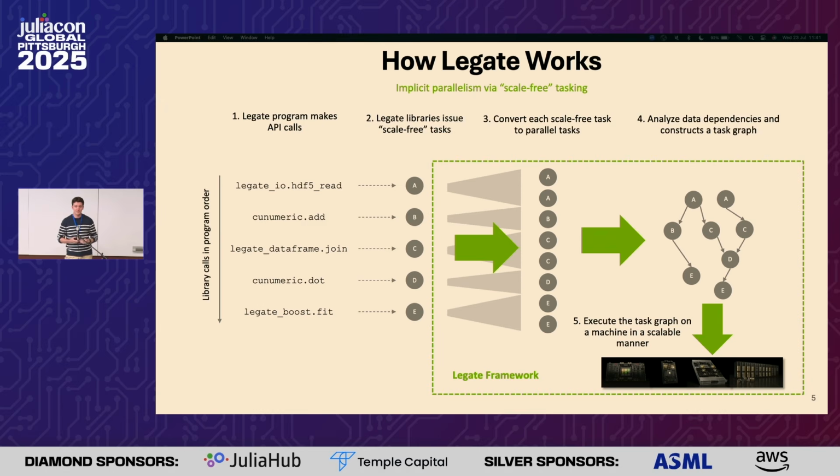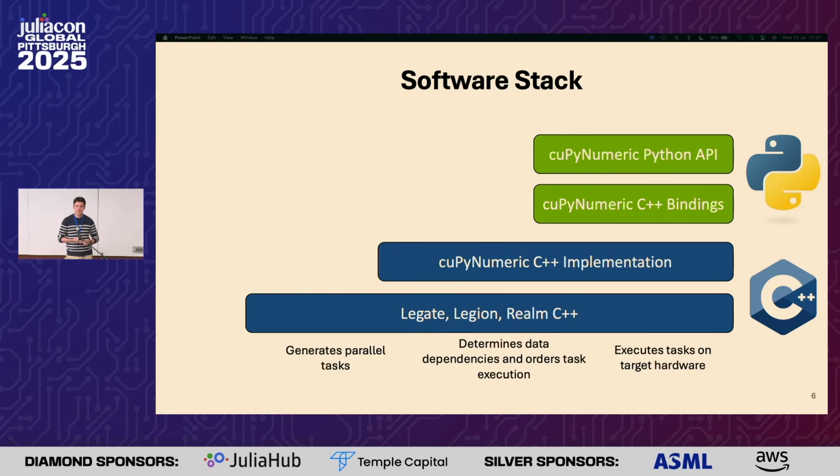If you have more questions on how the details of this library work, definitely ask at the end or come up to us afterwards. But now getting into what David and I have done. So the existing software stack that we are building off of looks like this. There's Legate, Legion, and Realm, which are all implemented in C++. And then NVIDIA has gone and implemented cuPyNumeric in C++. So this is taking Legate and implementing things like matrix multiplication, dot products, outer products, all that kind of thing. That is all in C++.